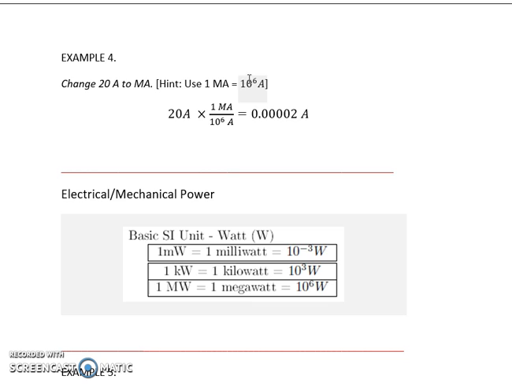Example 4. Change 20 amperes to megaamperes, capital M for mega. Hint, use 1 megaampere equals 10 to the 6 amperes, so it's much bigger than an ampere. So we'll take the original measurement of 20 amperes and multiply by the conversion factor 1 megaampere equal to 10 to the 6 amperes. Put the amperes in the denominator so that they will cancel. Then when we multiply, we'll have 20 megaamperes divided by 10 to the 6. Dividing 20 by 10 to the 6 gives 0.00002 megaamperes.